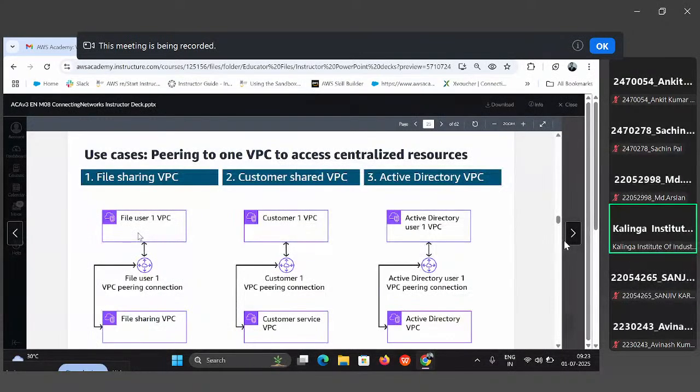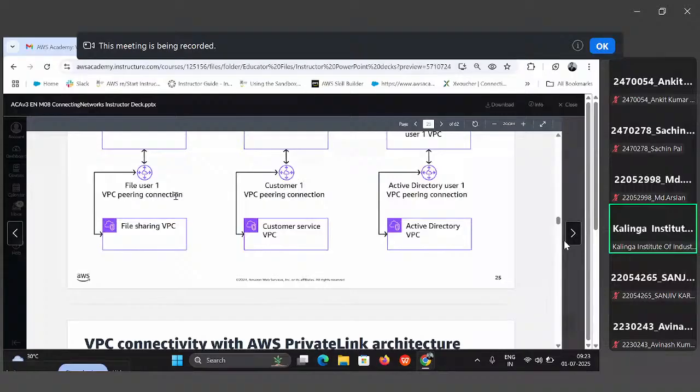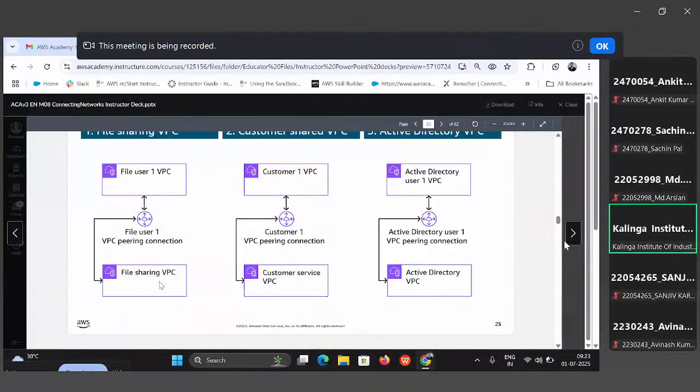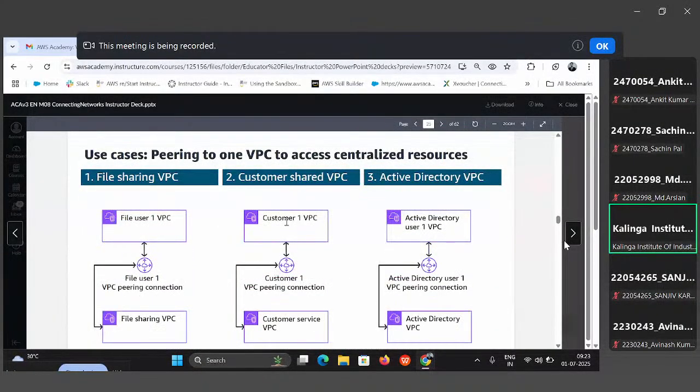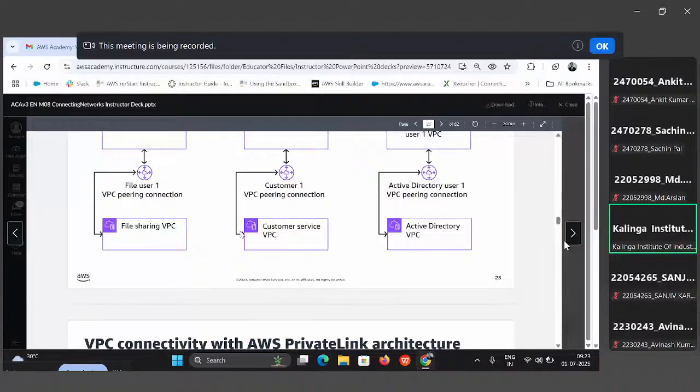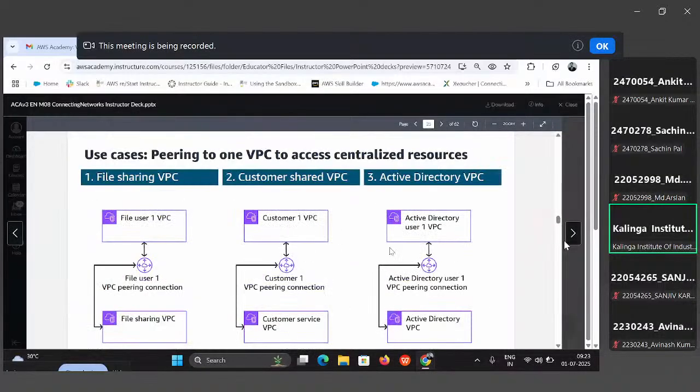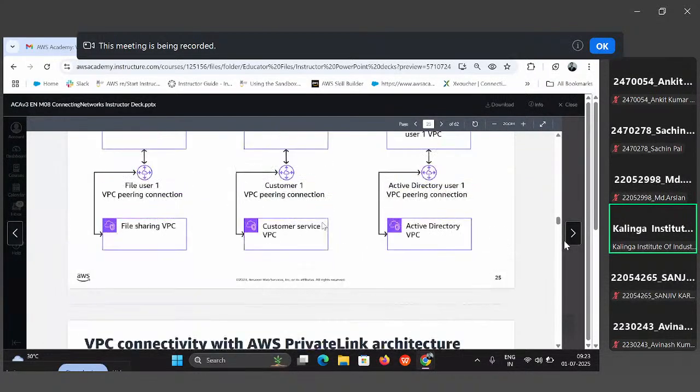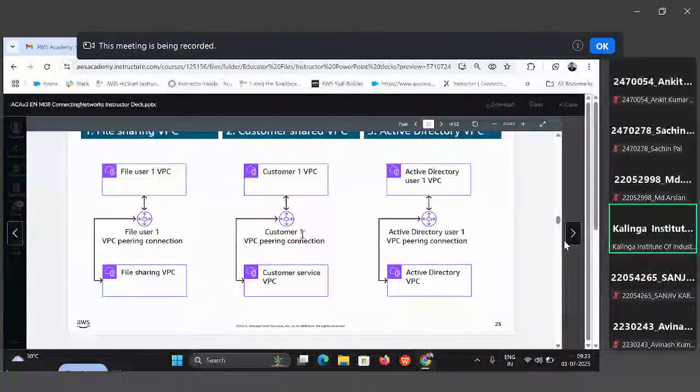So suppose you have a file user one VPC, so the file user one VPC peering connection should be connected to the file sharing VPC. Then you have a customer one VPC that should be connected to the customer service VPC. I mean, each and every one will be dedicatedly connected to that particular VPC. Active Directory VPC we have, customer VPC, file sharing VPC. All the VPCs will be connected to each and every customer, those who are related to that work.